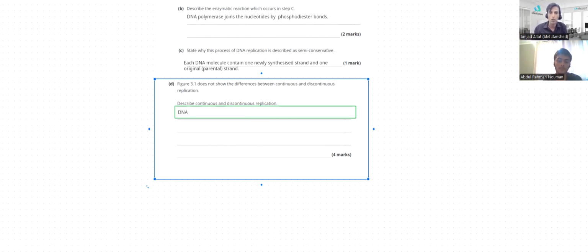The template strand is read in the 3 to 5 direction. This is what I'm saying: the template strand is from 3 to 5 direction, but the new strand that you're adding there will be added from 5 to 3. This is the difference. And as we know, the new strand grows 5 to 3 towards the fork, and that's the leading strand. That's continuous, in the same direction as the replication fork. However, the lagging strand is in the opposite direction.